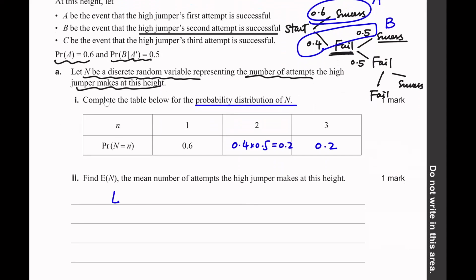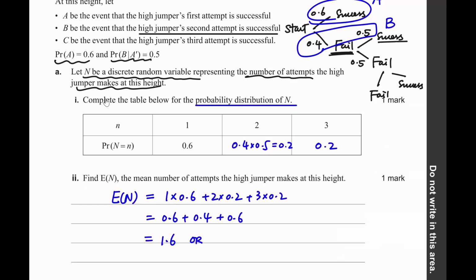And then you find the mean number of attempts the high jumper makes at this height. Okay, so E of n is 1 times 0.6 plus 2 times 0.2 plus 3 times 0.2. So you get 0.6 plus 0.4 plus 0.6. Therefore, you get 1.6. Or if you worked with fractions, 1.6 is equivalent to 8 over 5.